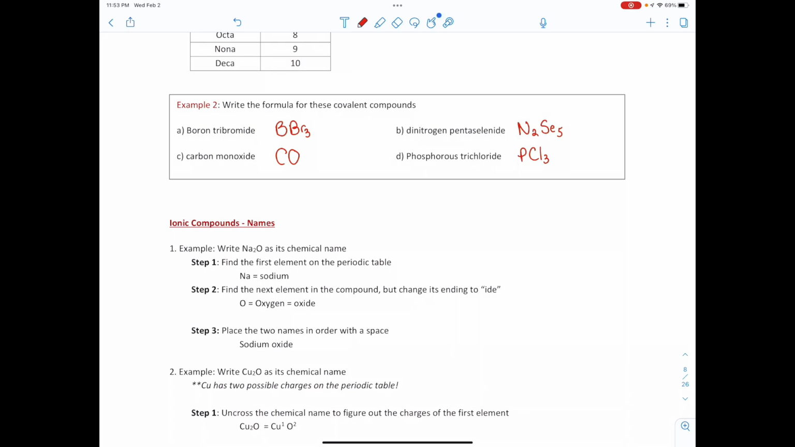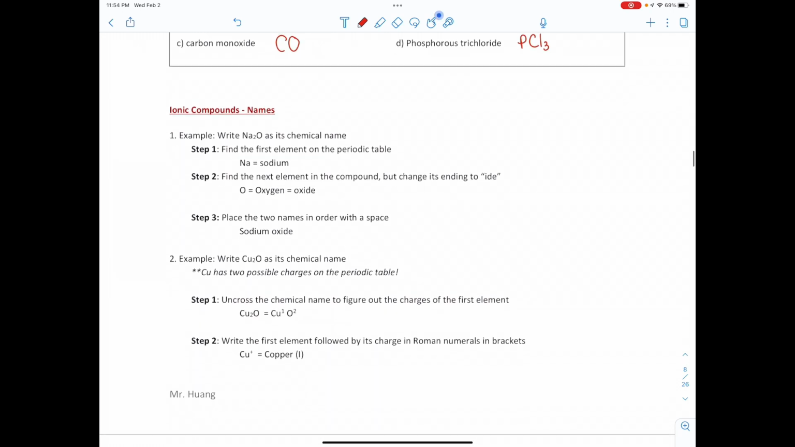Okay, so hopefully you got these 4 examples correct, and if so, then you're ready to continue on. Okay, so we're going to go back to ionic compounds, but this time we're going to actually write the names of the ionic compound formulas. So let's take a look at an example here.